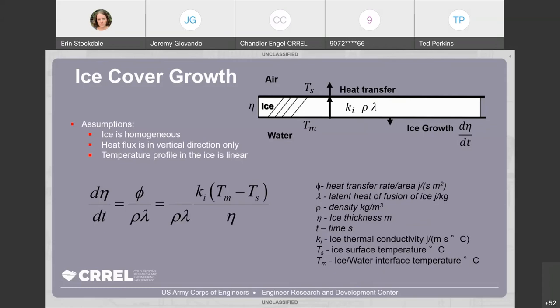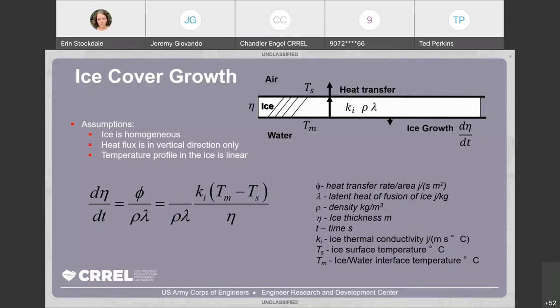So this equation formally is an ordinary differential equation that describes the change in thickness. Eta, that weird N-shaped Greek letter, is the ice thickness. So the change in thickness with change in time, dη/dt, is the rate that the ice is growing down into the water column, kind of like the velocity, essentially. That equals the term to the right of the equality symbol. The first term has on top the heat transfer rate per unit area, the Greek symbol phi of the ice, in units of joules per second. This is divided by the density of the ice, rho, times the latent heat of fusion of the ice, lambda.